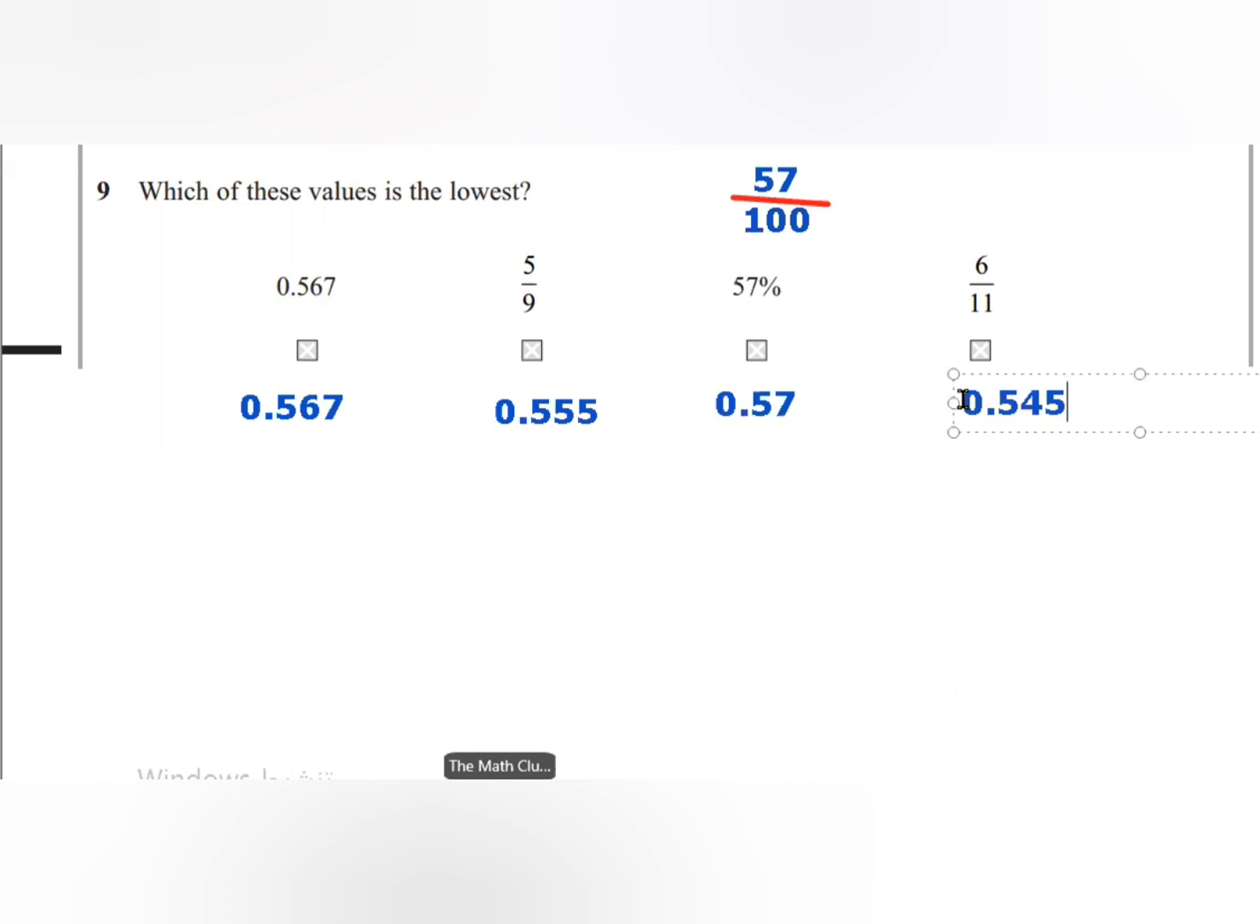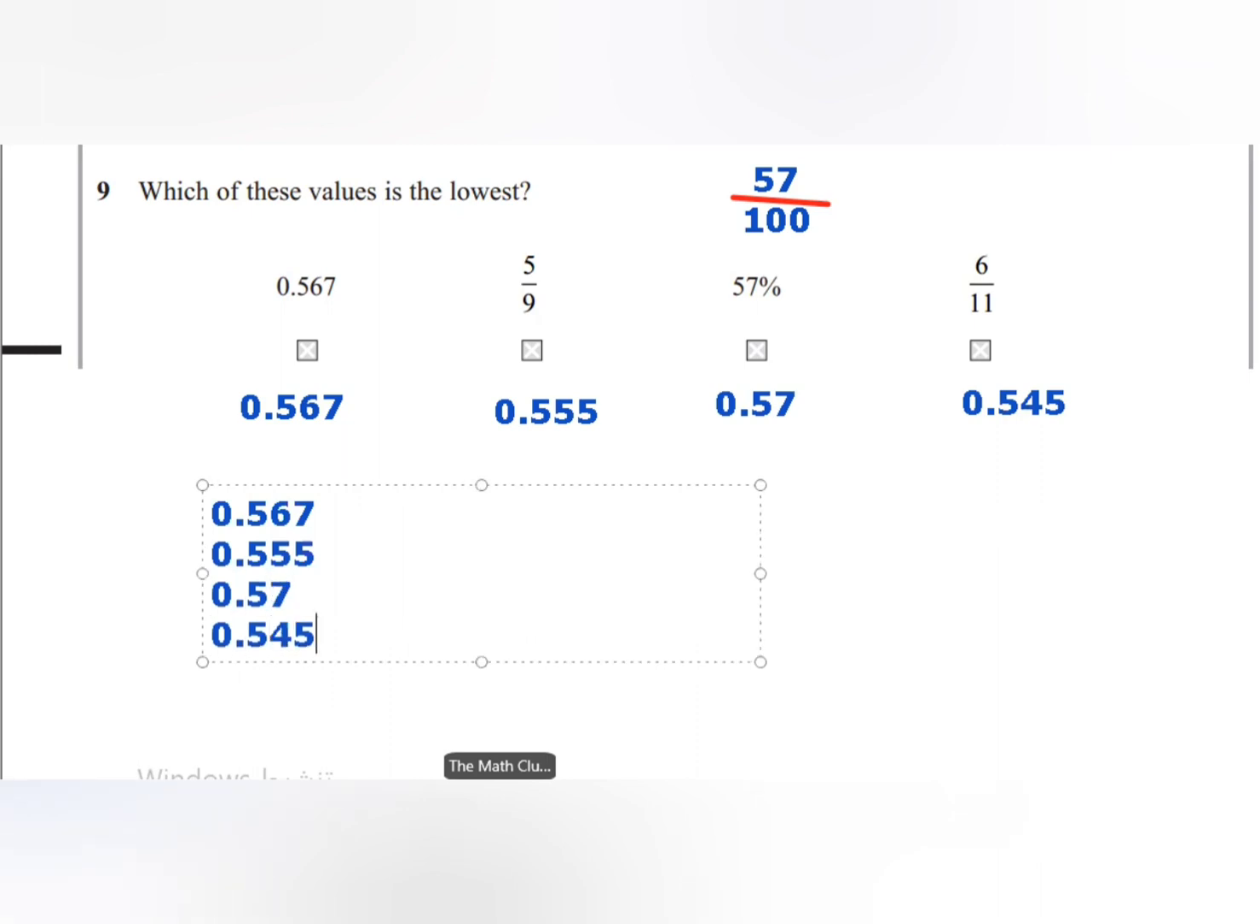And as I said, I have a long decimal list, so I picked these three only because I only need three to compare them to each other. Now this one is missing one. Now when we put these on top of each other, we have 0.567, 0.555, 0.57, and 0.545.